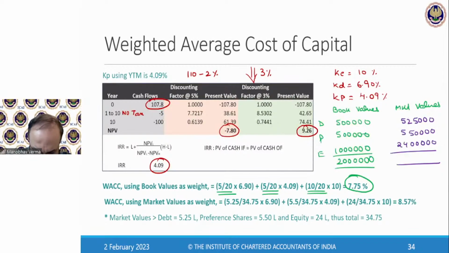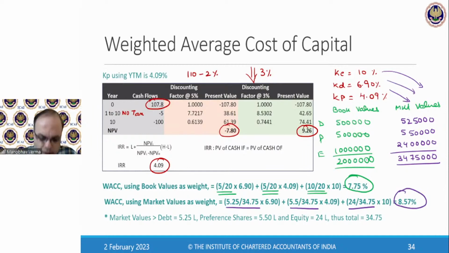So let's add them up. So it seems to be 34,75,000. That means my weights will be 5.25 upon 34.75, 5.5 upon 34.75, and 24 upon 34.75. And we multiply all these weights by the respective cost components, and get a WACC of 8.57%, guys. So guys, I hope the values are okay here. The book value, market value, everyone is doing good.